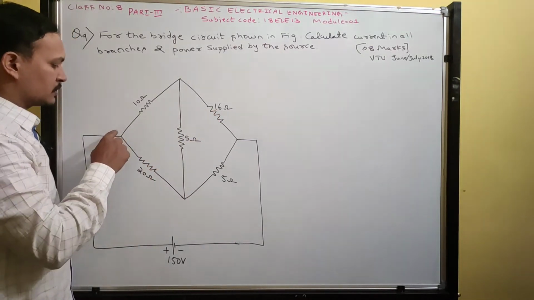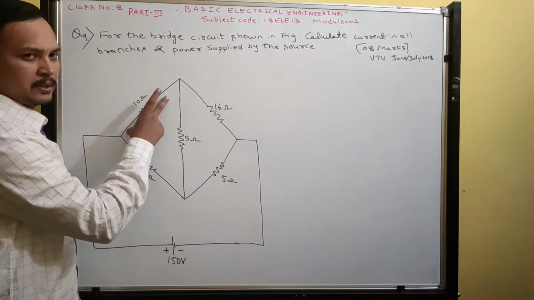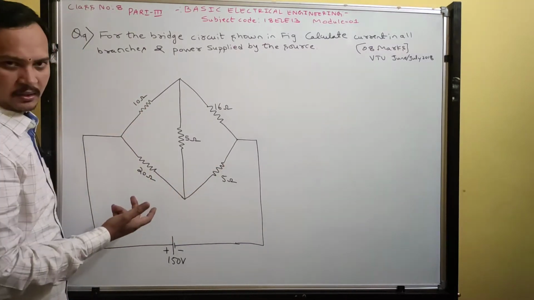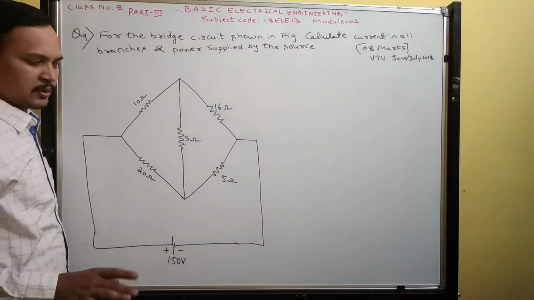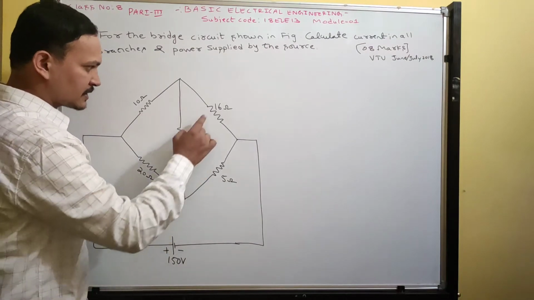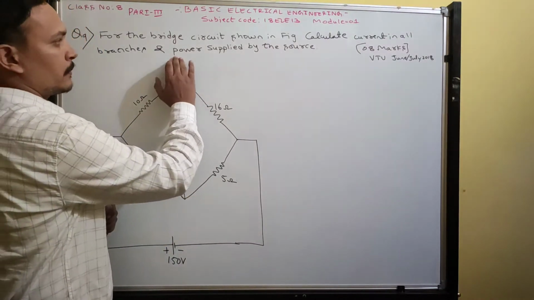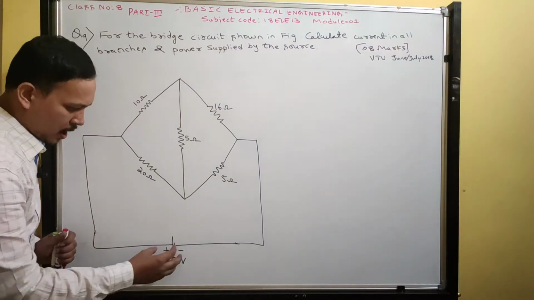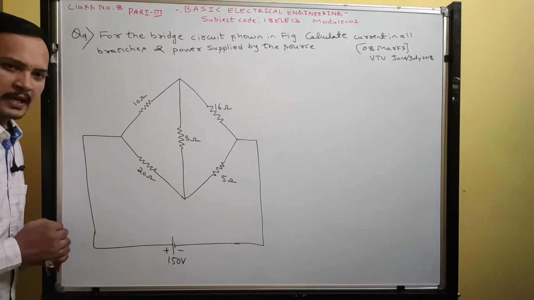If I give some namings A, B, C, D, then you should find current in A to B, B to C, C to D, like that. Keep in mind, current in all the branches means ultimately I need to find what current is flowing in each and every resistor for this given network. And also the power supplied by the source. How much power is going to be supplied by the source, that also I need to calculate.